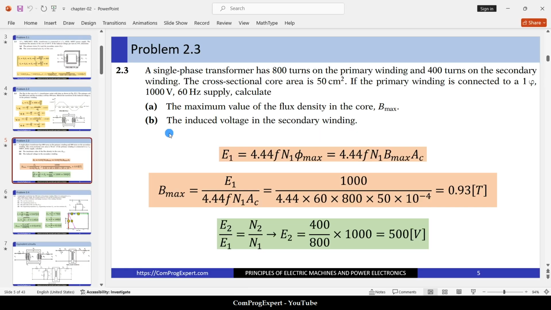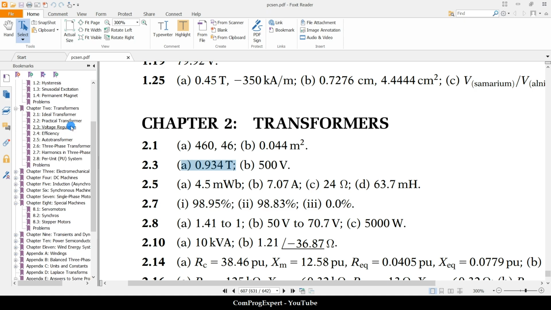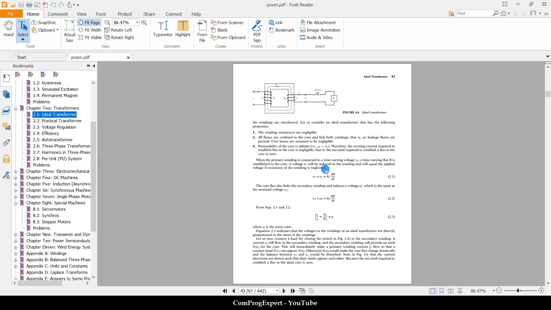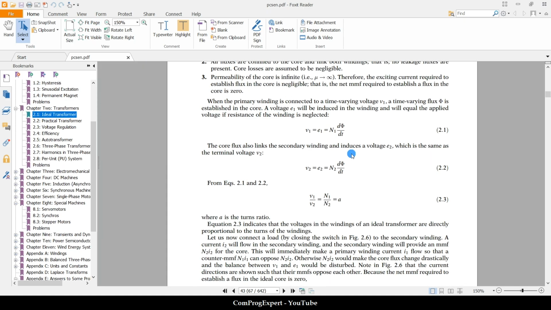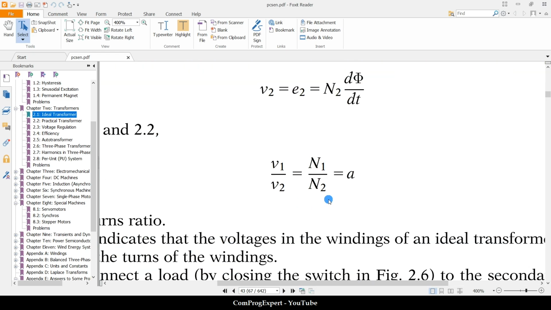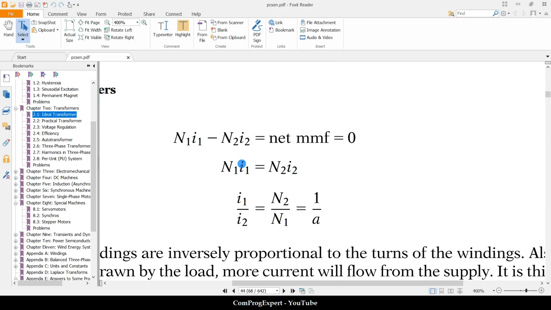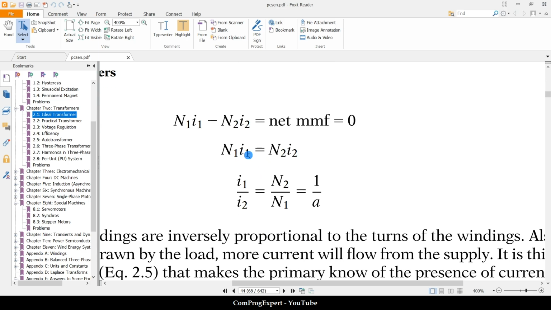And what is part B? The induced voltage in the secondary winding. So we have two equations for ideal transformers explained in the reference. One equation relates the rated value of the voltage of the primary and secondary sides, and the next one is a relationship between I1 and I2.